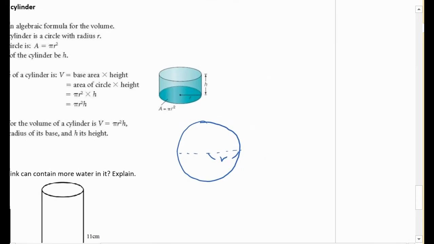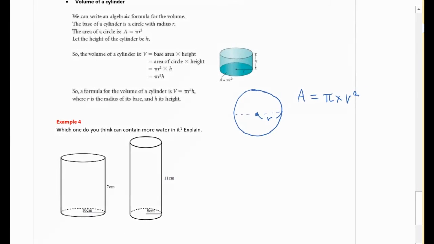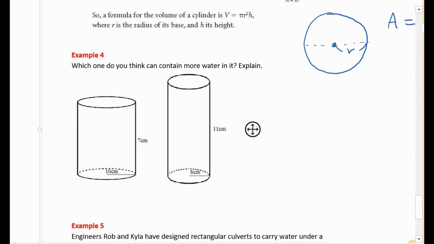So you have to remember the formula. The area of the base is pi times r squared, radius squared. So this is the area of the base, and you find the height and multiply the base by the height. Remember, always volume of a prism is base area times the height.